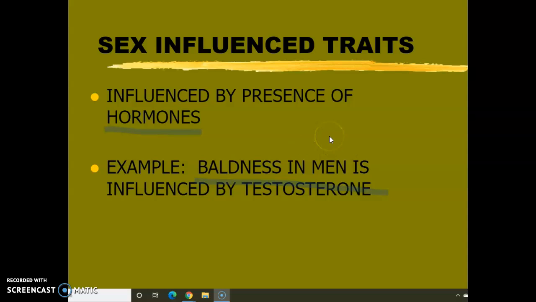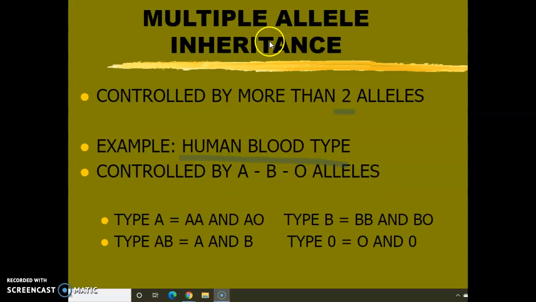Now, there are some things called multiple allele inheritance, and this is blood type. So I want you to write down the example is blood type, and we'll do some problems about this. Again, today's lesson is about just getting your information down on paper and pencil, and then we're going to actually apply this and use it together.